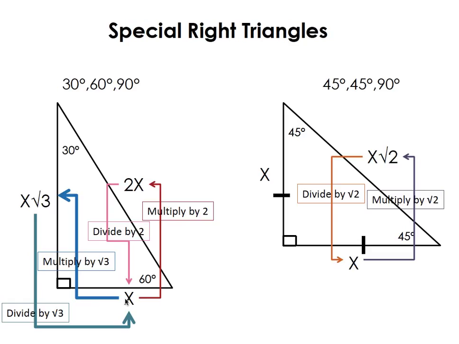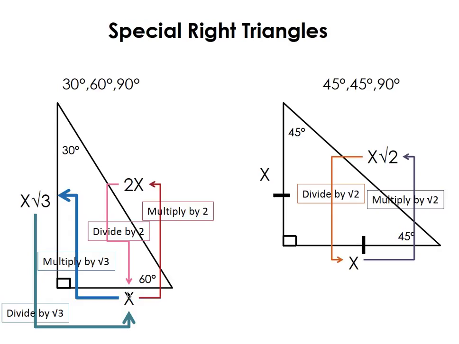Or if you know the short leg, you can find the length of the long leg by multiplying by the square root of 3. And then if you want to go in the other direction, you have to do those in reverse. So like if I have the long leg and I want to find the length of the short leg, I'm going to have to divide that value by the square root of 3. Whereas if I know the hypotenuse and I want to go back to the short side, I have to then divide by 2.